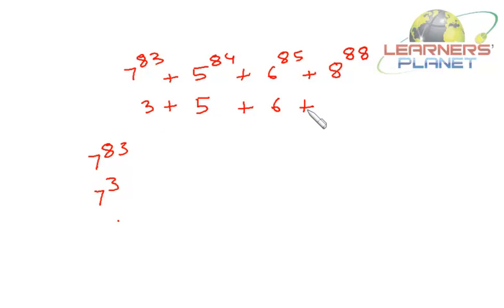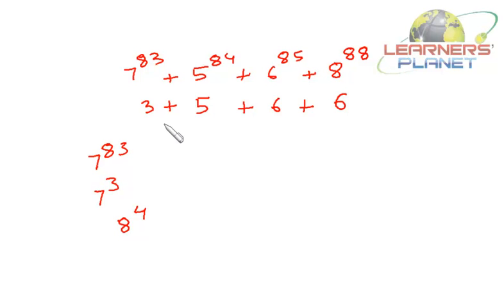And in this case, 88 itself is a multiple of 4. So the unit digit of 8 raised to 88 will be the same as the unit digit of 8 raised to 4. And any even number except 0, if it is raised to any power that is a multiple of 4, you will get 6 at the units place. So 8 raised to 88 will end in 6.